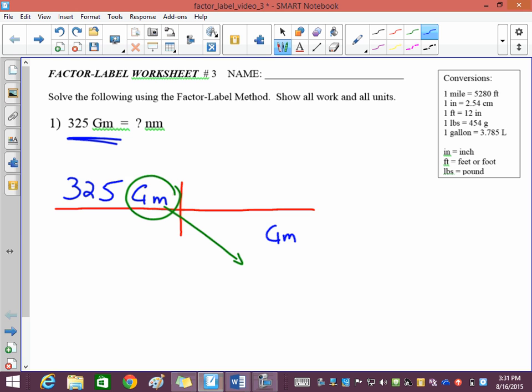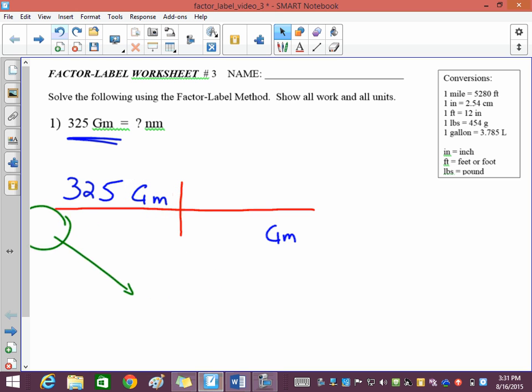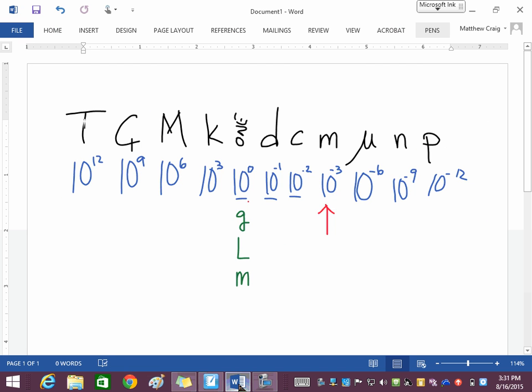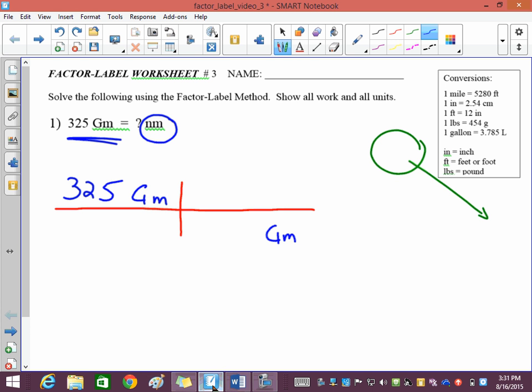And then I'm going to go ahead and erase this here. So we can get rid of this off to the side. And since I am looking for nanometers, and yes, nano and giga are metric, that's a good thing. So we can say, this is a metric to metric problem.